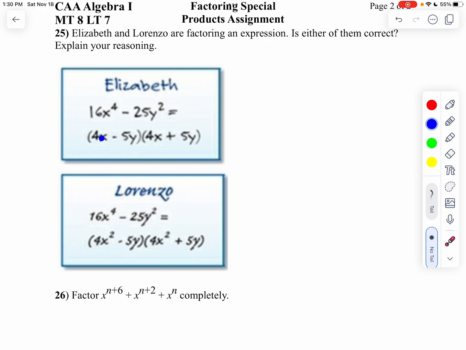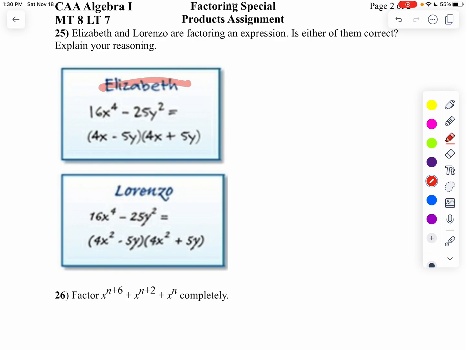Uh-oh. See the problem with Elizabeth? The square root of 16 is 4, but the square root of x to the fourth is not x. So Elizabeth definitely is incorrect. Let's see if Lorenzo did it right.